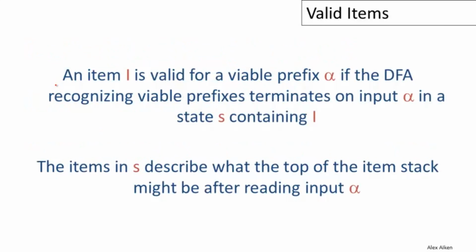A simpler way of explaining the same idea is that for a given viable prefix alpha, the items that are valid for that prefix are exactly the items that are in the final state of the DFA after it reads that prefix. So these are the items that describe the state after you've seen the stack alpha.